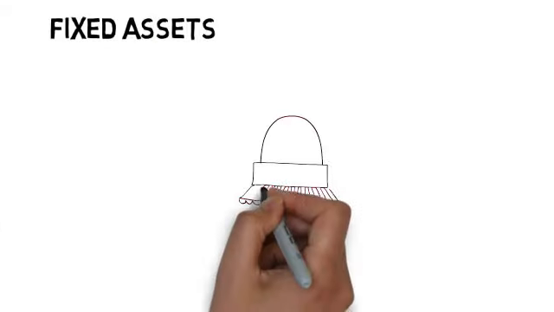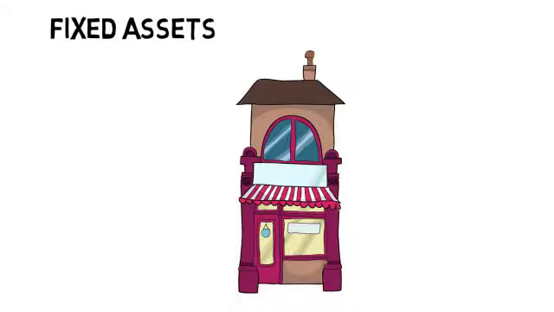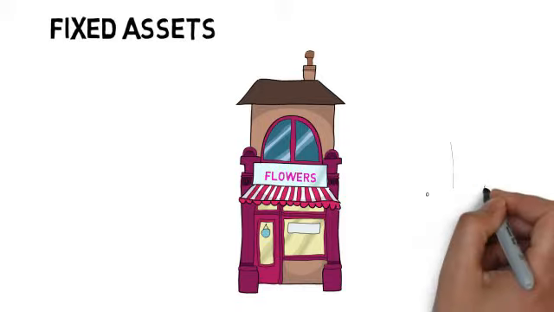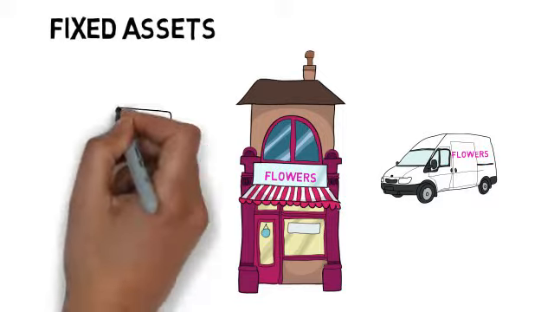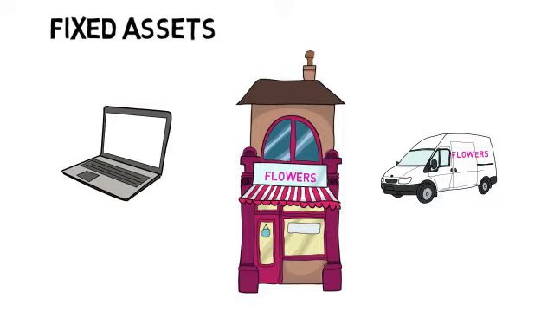Fixed assets are, in loose terms, those items you need to operate your business. So if you own a flower shop, your fixed assets would include your shop, your delivery van, your computer and your display shelves. The other things your business has are classed as current assets.